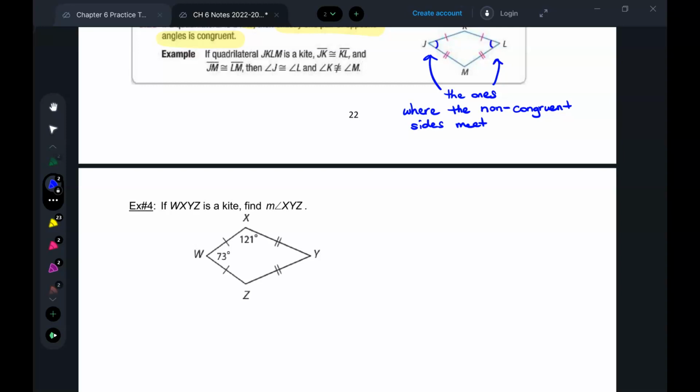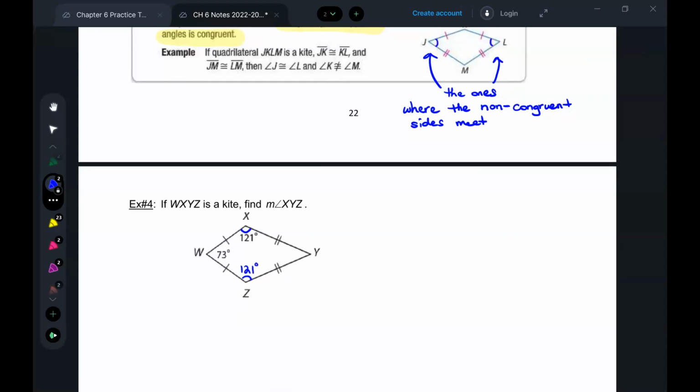Okay. Which 2 angles are congruent here? Oh, W and Y. Not W and Y. It's X and Z. It's one pair. It doesn't have to be that pair. Okay, where do the 2 non-congruent sides meet? It would be W and Y. Wait. No, Y is small. Those are congruent to each other, and those are congruent to each other. Oh, that makes so much sense.